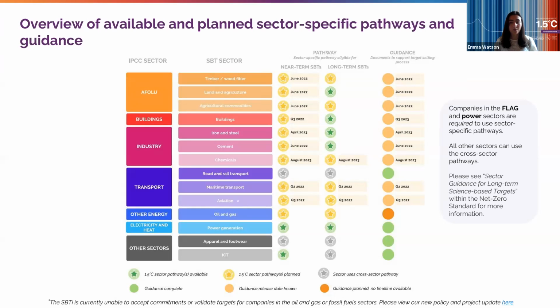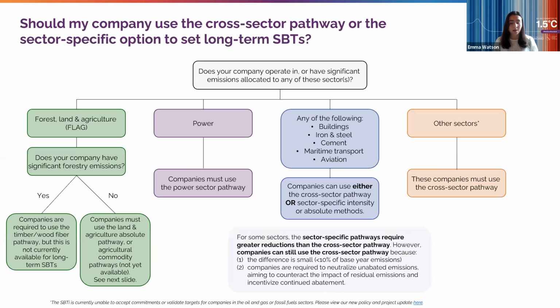Fantastic. So if we go on to the next slide, please. What we see here is a flowchart that should help companies to understand whether they need to use the cross-sector pathway or the sector-specific pathway for their long-term science-based targets. First of all, what the company needs to understand is whether they operate in or have significant emissions allocated to any of the sectors that we do actually have specific sector pathways for.